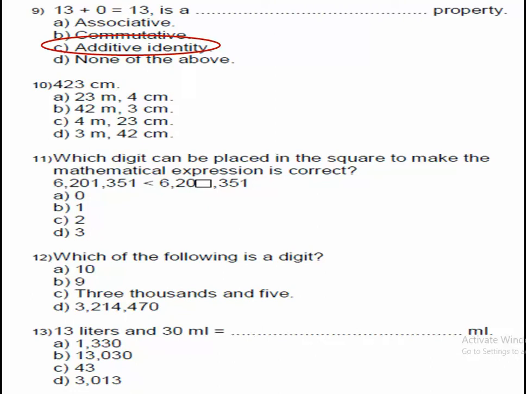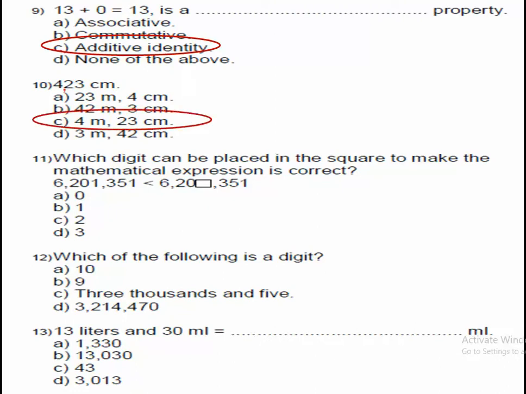Okay, 423 centimeters. Okay, let's put a comma. We have here hundreds. The hundreds represent the meters, and the rest of this number represents centimeters. Why? Because 1 meter equals 100 centimeters. So the right answer is 4 meters and 23 centimeters.